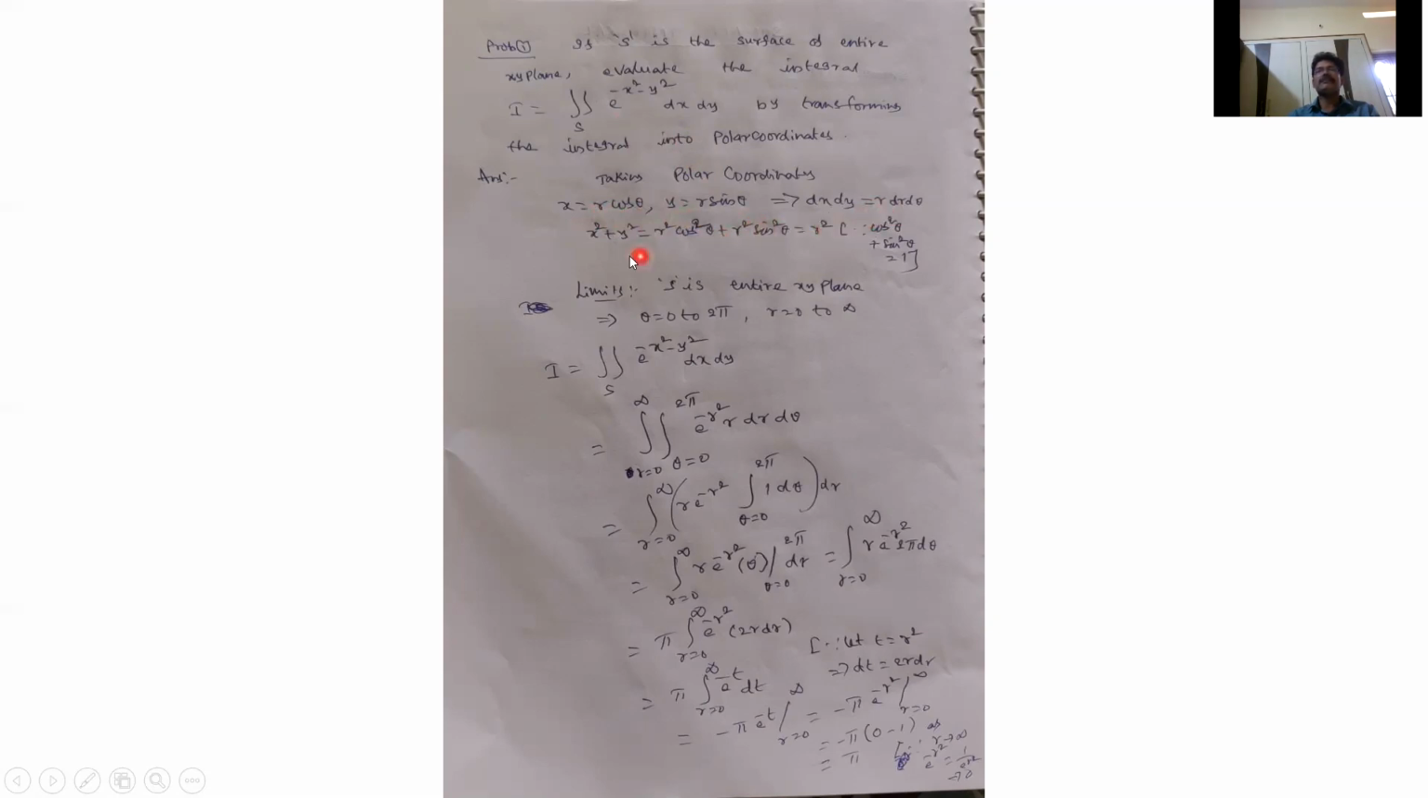Now x square plus y square. x is r cos theta, so x square is r square cos square theta, and y square is r square sin square theta. Taking r square common, we get cos square theta plus sin square theta, and we know that cos square theta plus sin square theta is equal to 1. Therefore x square plus y square is equal to r square.